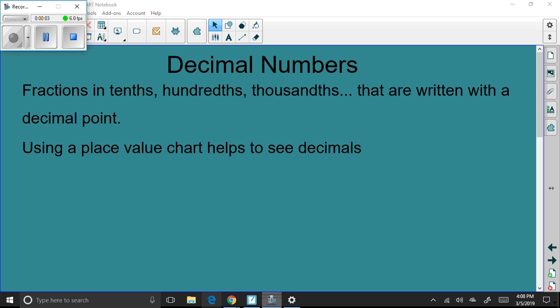Decimal numbers. Decimal numbers are fractions in tenths, hundredths, thousands, and so on that are written with a decimal point. We will be using a place value chart to help us see the decimal numbers. So, an example of a decimal number would be this number here, which is known as 4/10.